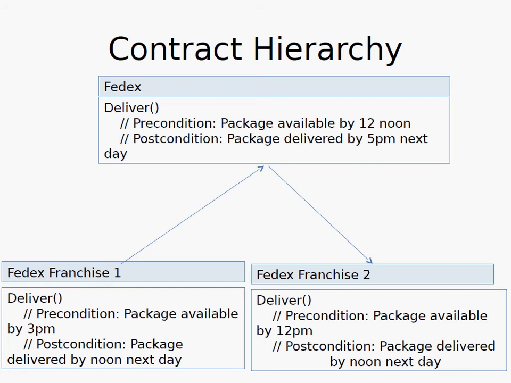Let me ask another one, though. Suppose we have this contract hierarchy, and instead of these ones, we had a FedEx franchise 3. I can't fit it here. Here the precondition is that the package is available by 12 p.m., and the postcondition is that the package is delivered by 8 p.m. the next day. Would that be legitimate? No. Someone could be upset by that, right?